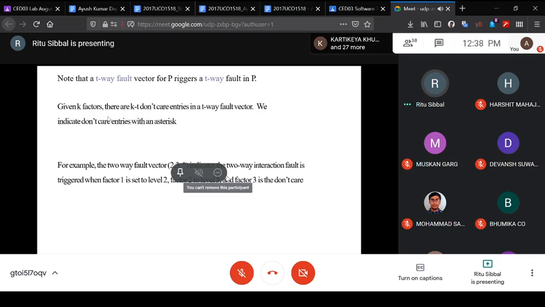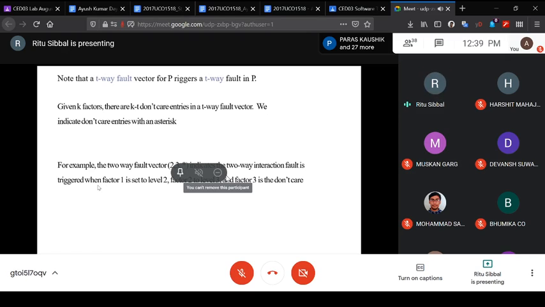Suppose there are 5 factors और 5 factors में हम 3-way interaction कर रहे हैं, तो 2 जो बच जाएंगे factors वो basically don't care हैं, क्योंकि हम उनको bother ही नहीं कर रहे हैं, हम 3 की interaction देख रहे हैं. तो two-way fault vector होगा जैसे 2 3 this thing, because the third factor is a don't care. So we are now only talking about two-way interactions.